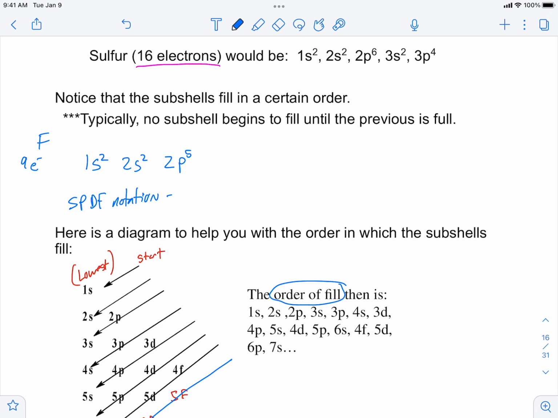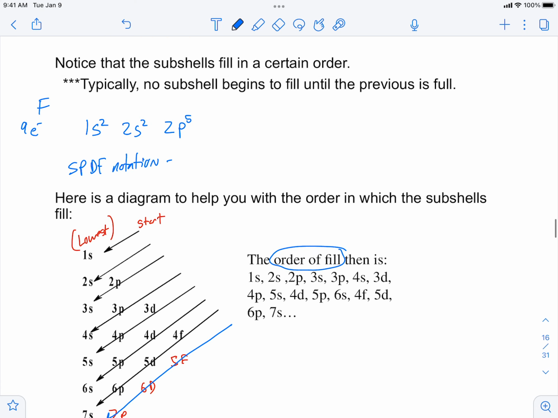So, let's do a couple. Let's do chromium. Chromium is element 24. 24 electrons. Okay, so we always start the same way. 1s2. After 1s2 comes what? 2s2. After that, 2p6. Okay, I have accounted for 10 so far. I have 14 more to go.